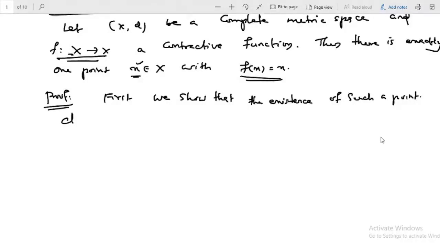So let's choose a point. First, x1 belongs to X and define x2 is equal to f of x1. Here we have f from X to X is a contractive function.